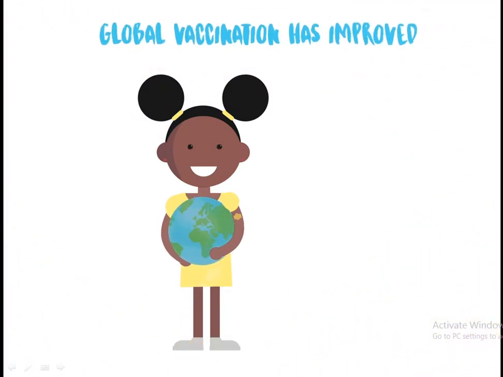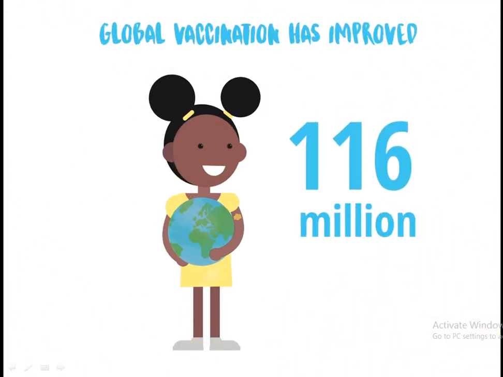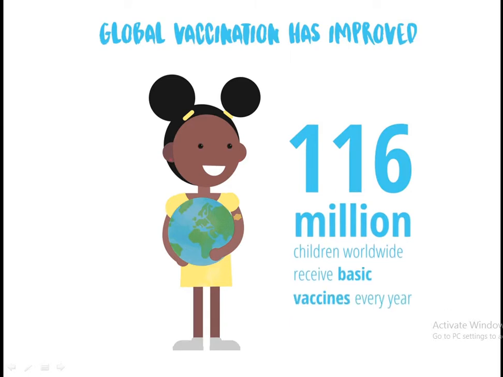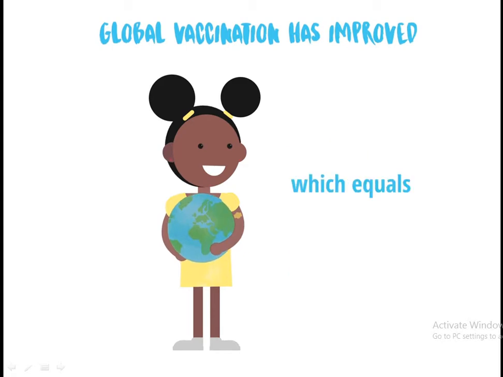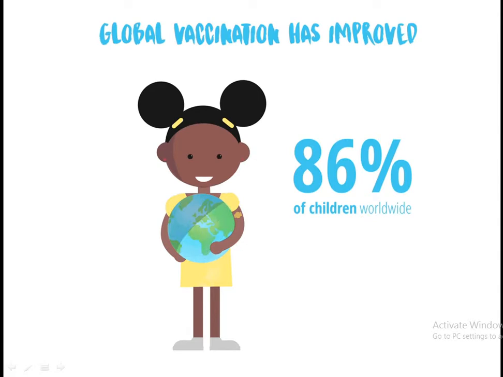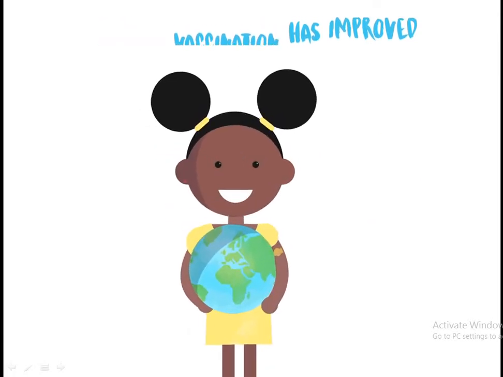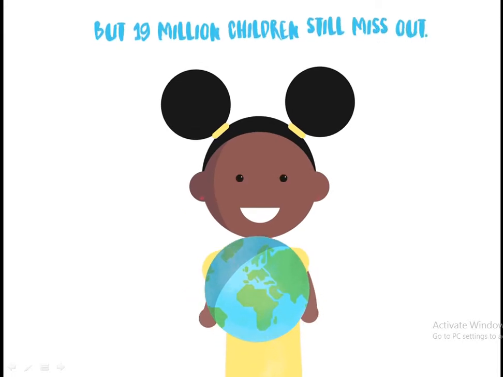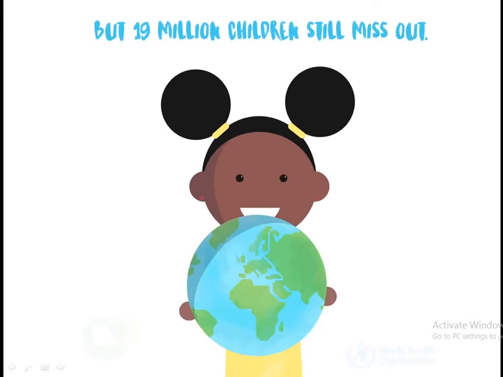This is the condition for global vaccination for newborn children worldwide. 116 million are getting it. Out of that, 86% of the children worldwide have the vaccination, but 19 million children still miss out.